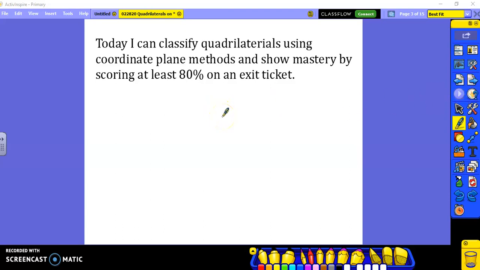Today we're going to be focusing on classifying quadrilaterals using the coordinate planes method. Again, we're going to show that mastery in class by scoring at least an 80% on an exit ticket. Hopefully you have the note sheet in front of you. If you don't, take out a blank sheet of paper and we'll get you a fresh copy tomorrow.